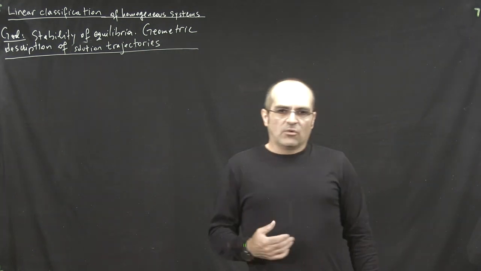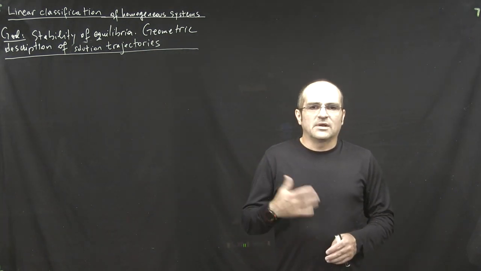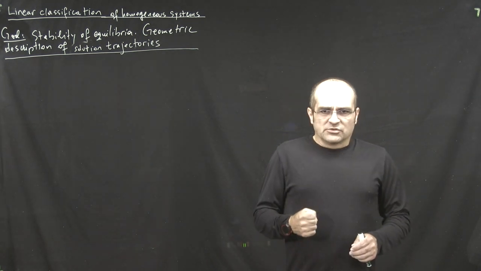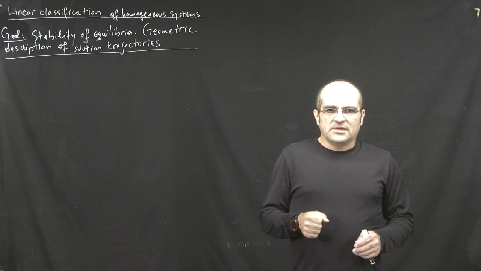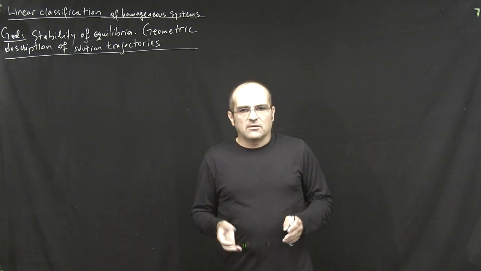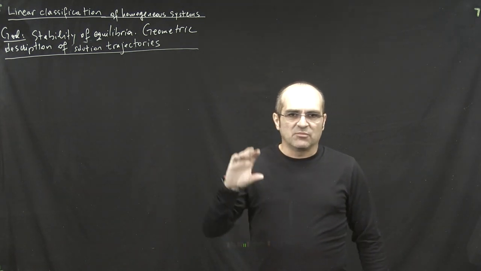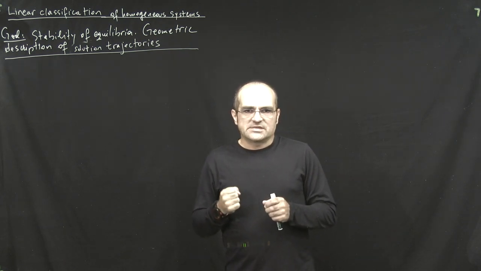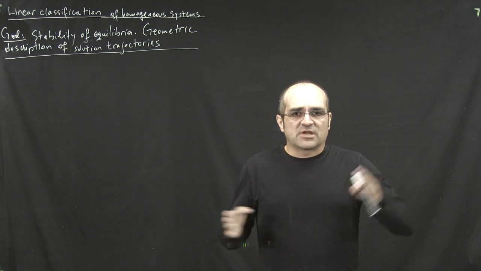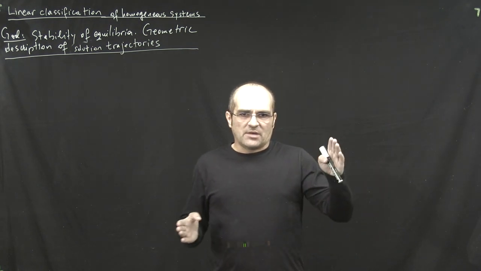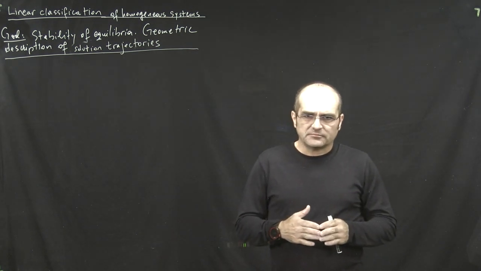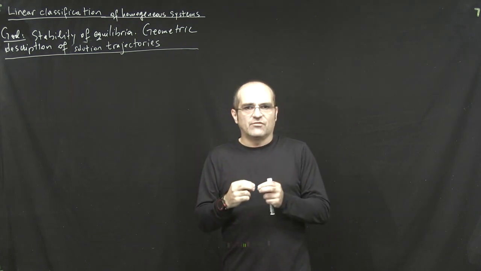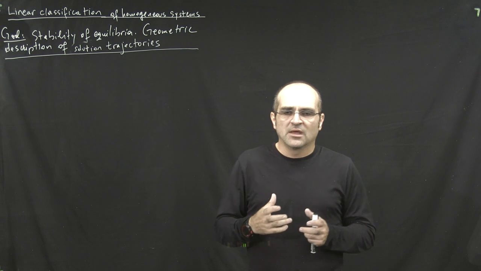So today we're going to go over what we call a linear classification of homogeneous linear systems. The main goal is to establish the stability of equilibria, or the equilibrium point, because you will see most of the time the only equilibrium point is the origin for homogeneous systems. There are special cases when you have actually infinitely many equilibria, as you will see today. But the main goal is to establish the stability, whether the solutions converge to the equilibrium point or not.